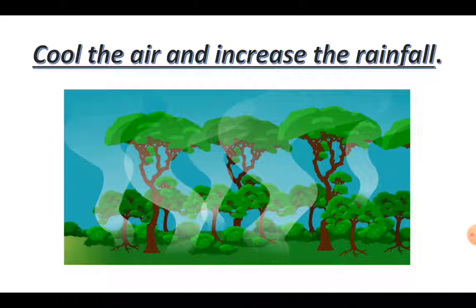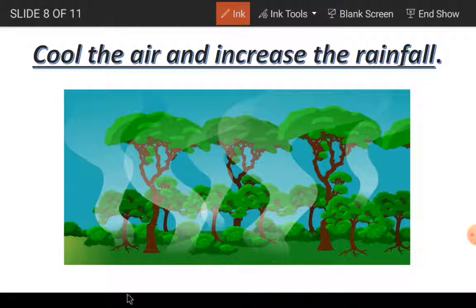Cool the air and increase the rainfall. Plants in the forest area, they absorb the water. As you know, when rainfall happens, the plants and trees, they absorb the water. So they release this water during the process of transpiration. So now I hope you know what is transpiration. It's a very simple process.